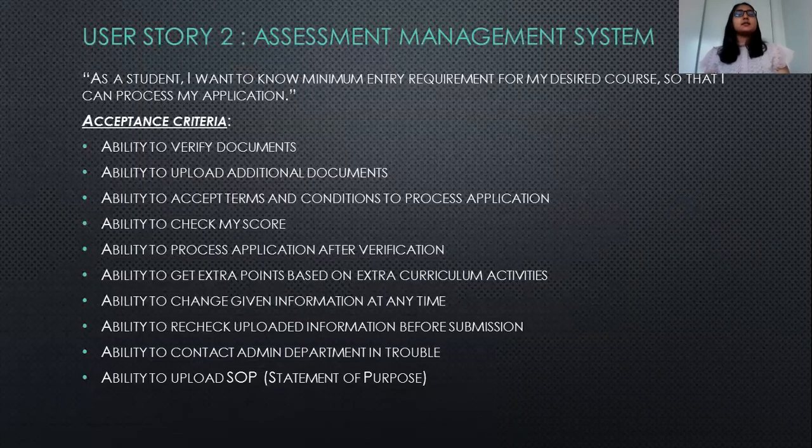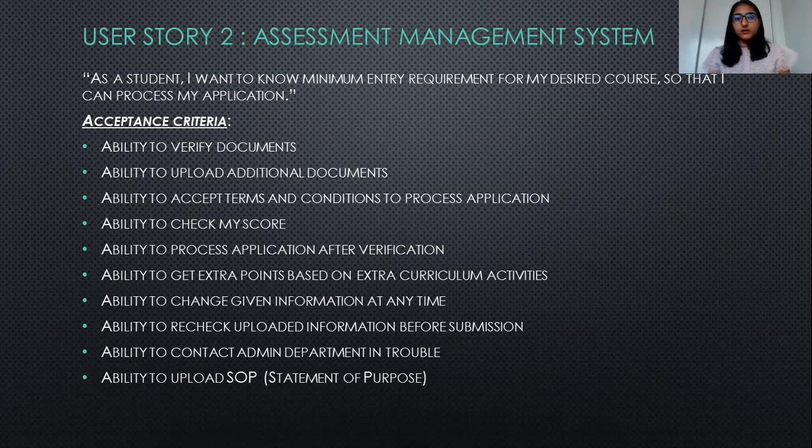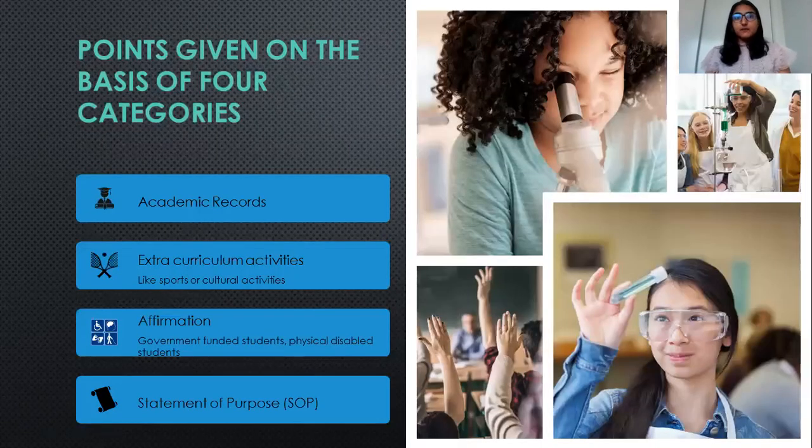And here's my work. I've worked on user story 2, assessment management system. In this, as a student, I want to know the minimum entry requirement for my desired course so that I can process my application. The acceptance criteria: ability to verify documents, upload documents, additional documents, and accept terms and conditions so that my application is processed, and also upload a SOP.